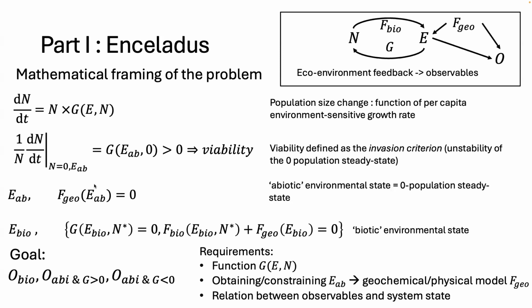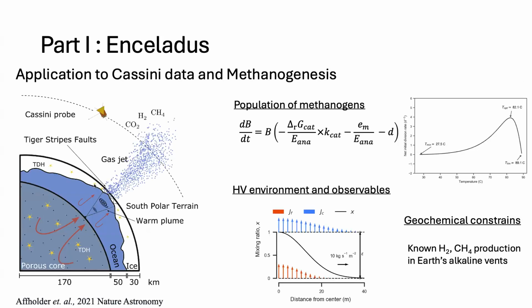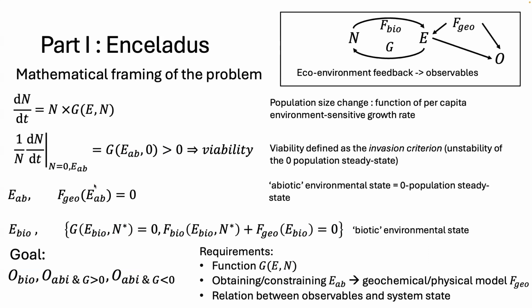Okay. Back to our practical case. Maybe I should start with a little ingredients list for our recipe. We still need a bunch of components. We need to figure out the G function, what's the growth rate of these organisms. We need a way to constrain this term, what's the abiotic state of the system. That leads us to a nice problem: we need to figure out the relation between the local environment and the observable, so what was in the flume.